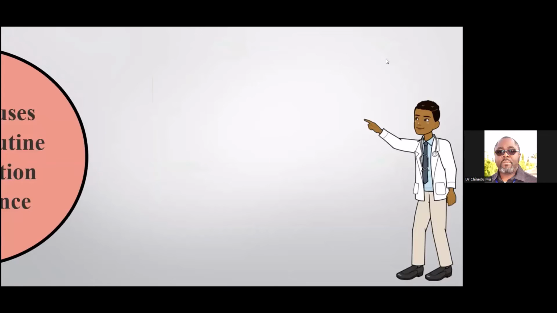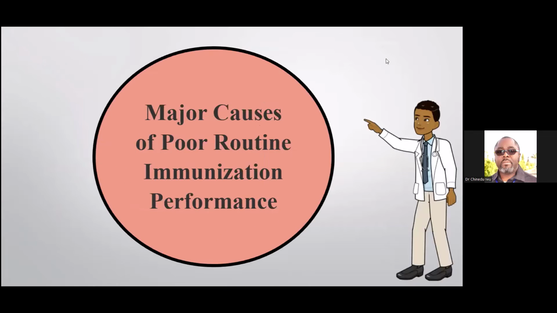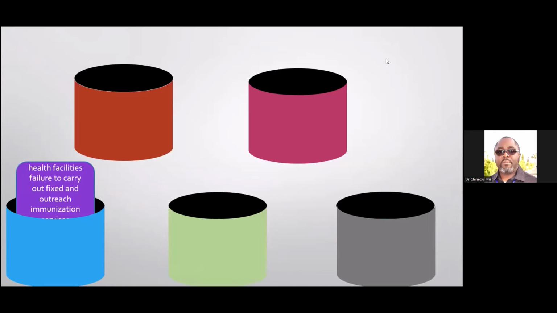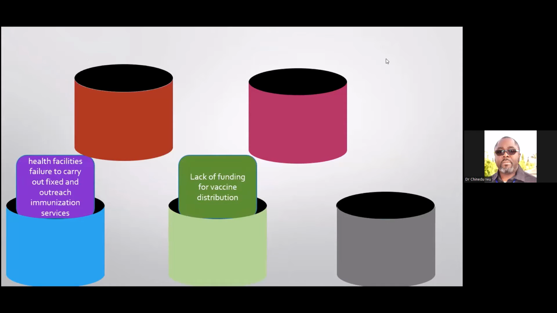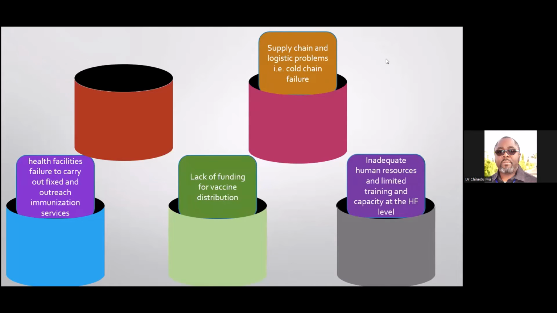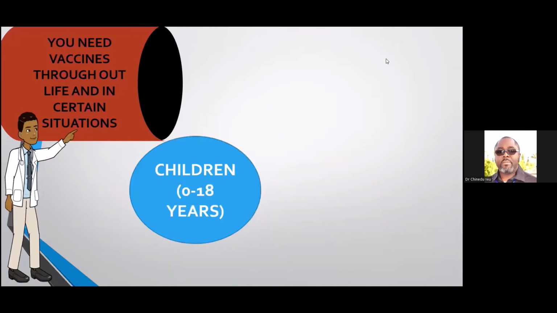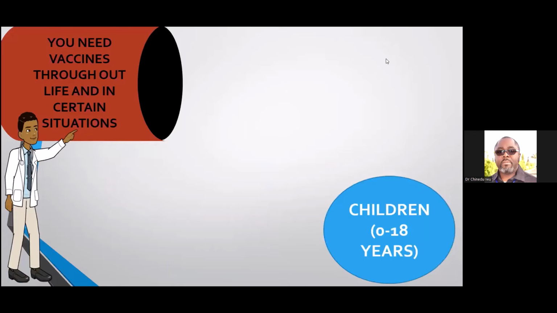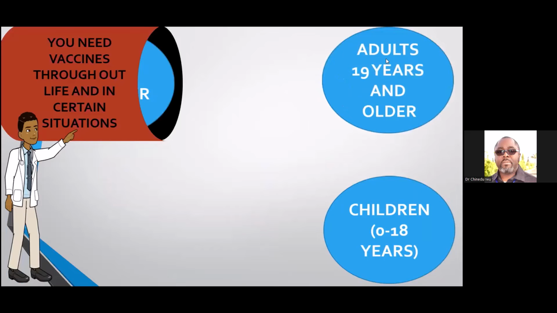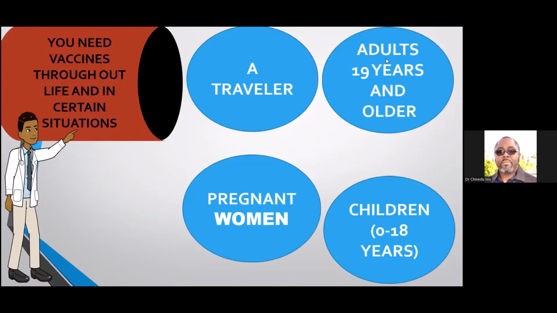Looking at the major causes of poor routine immunization performance, we have health facilities' failure to carry out fixed and outreach immunization services. We have lack of funding for vaccine distribution, supply chain logistic problems, inadequate human resources and limited training, and lack of demand from ignorance. Throughout the lifespan of an individual, vaccines are required: children, adults, travelers, and pregnant women.